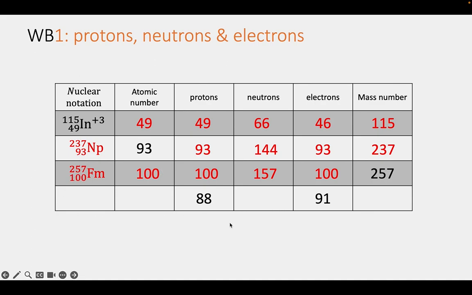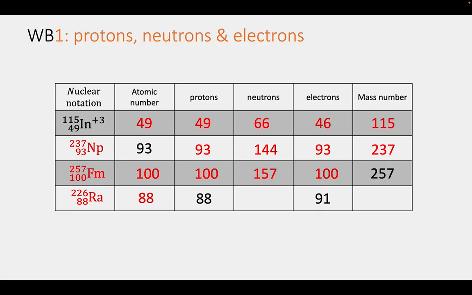If you go to the last one down here, 88 protons. All right, so the atomic number is the same, and that means it is radium. 88 is the number of protons. The upper left-hand corner is the mass number. Right off the periodic table, it's 226.